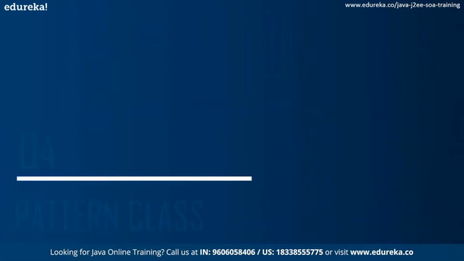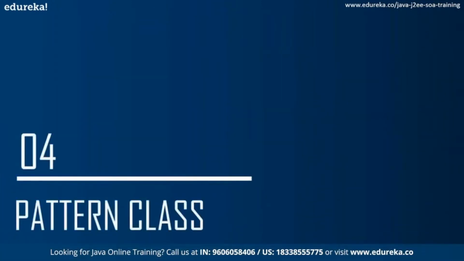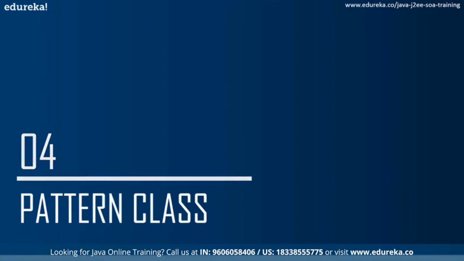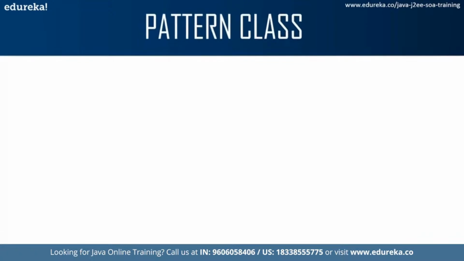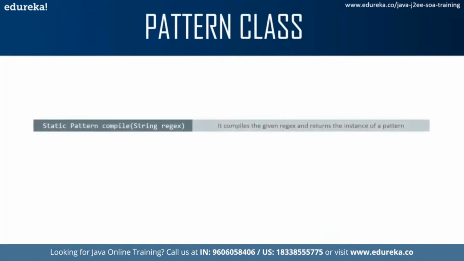Now let's move ahead and have a look at the various methods of the Pattern class. The Pattern class is a compiled version of a regular expression which is used to define the pattern for a regex engine. Again, this comprises various methods. First, static Pattern compile, where I am passing the parameter as String regex. This method will compile the given regex and return an instance of a Pattern.